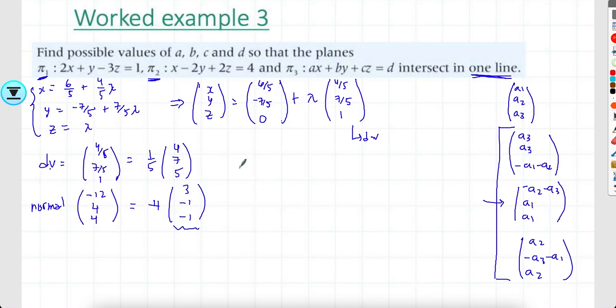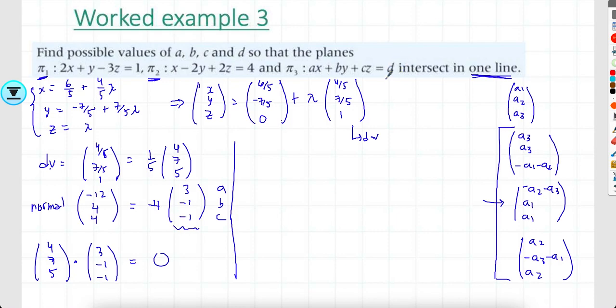And I can check. I can take the scalar product, so 4, 7, and 5 with a scalar product of 3, minus 1, minus 1, and it should give me a 0. So I end up having a normal vector there, which means I have found my A, B, and C values. All right, we found the A, B, and C values, but how do we find this D value?